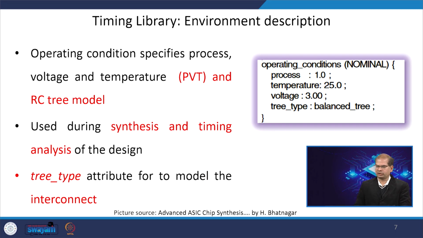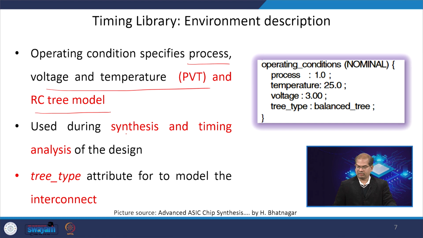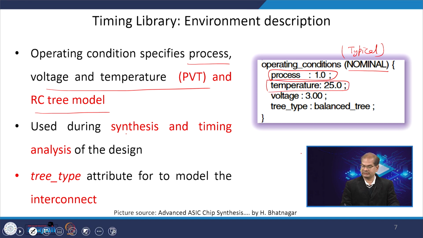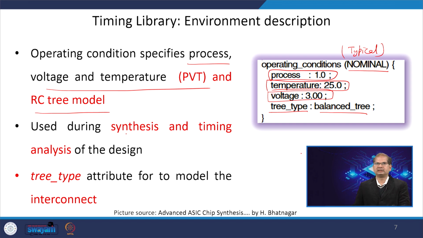So, now we will discuss operating conditions. Operating conditions basically specify the process, voltage, temperature and RC tree. So, if you can see here, your process is 1, because this is a nominal or typical process, also called typical. Okay. So, the process is 1. Now, temperature is a nominal temperature, the room temperature, 25 degree. Now, your voltage is 3 volt. Then the RC tree, the interconnect model, a balanced tree model, is used here in this particular example. Okay. There might be different process conditions, temperature conditions, voltage conditions and RC models that can be used to mention the operating conditions of your dot lib.